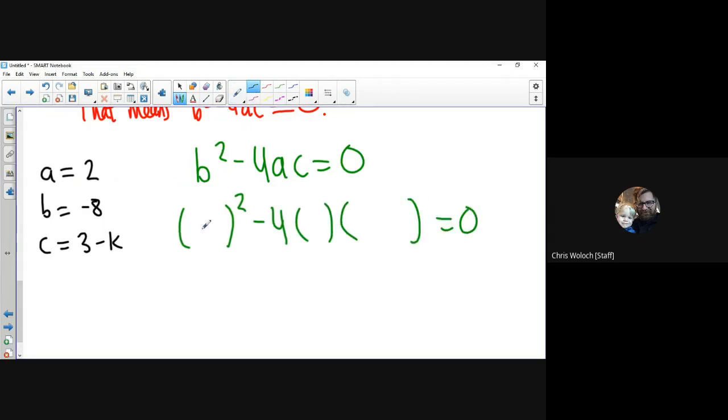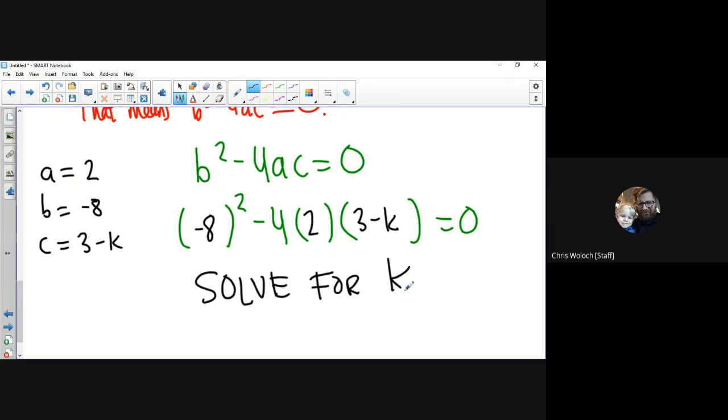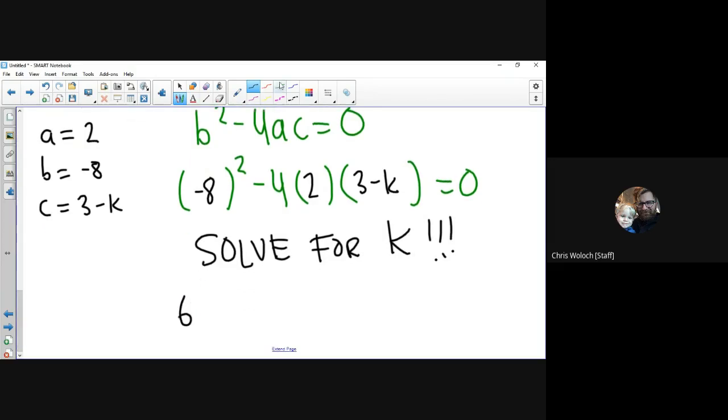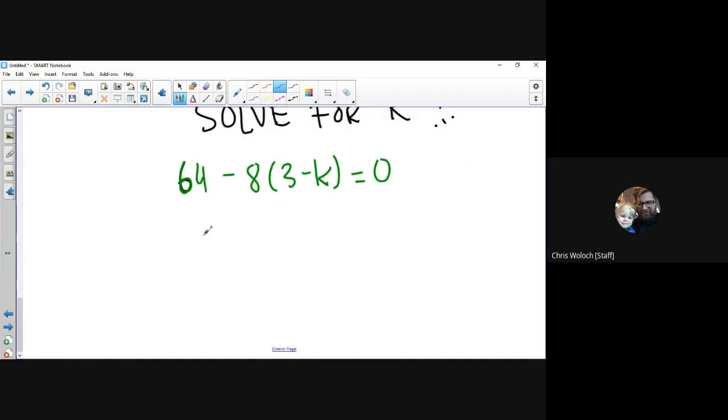All right. So what's B? Minus 8. And then A is 2. And then now C is 3 minus K. And then now we're going to solve this equation for K. So I'm going to get 64 minus 8 times (3 minus K) equals 0. And then I'll have 64 minus 24 plus 8K equals 0.